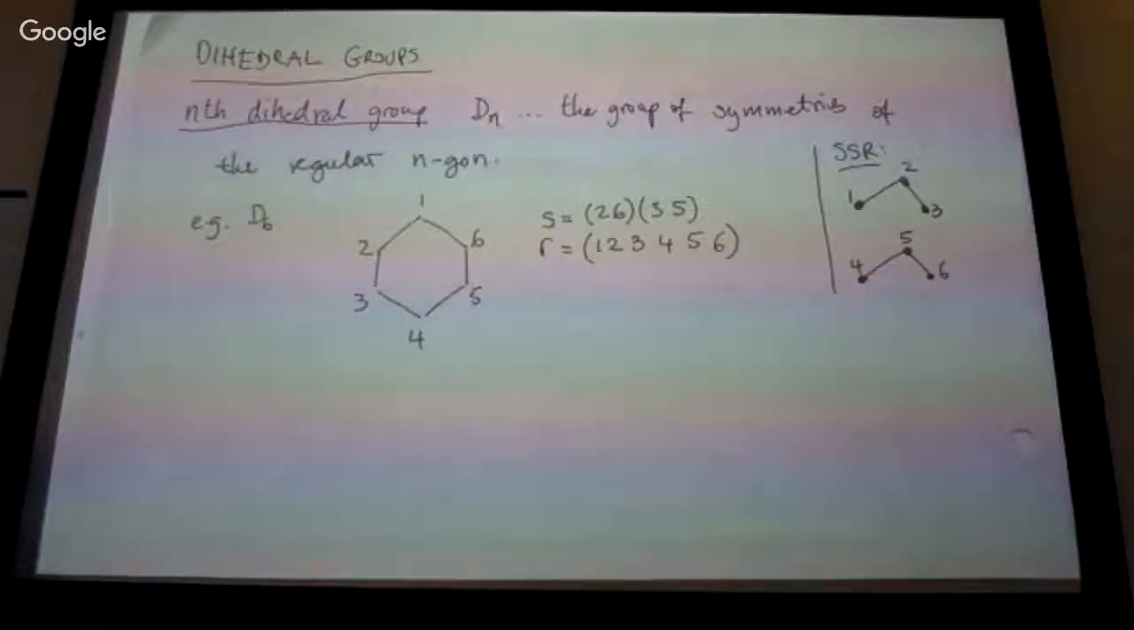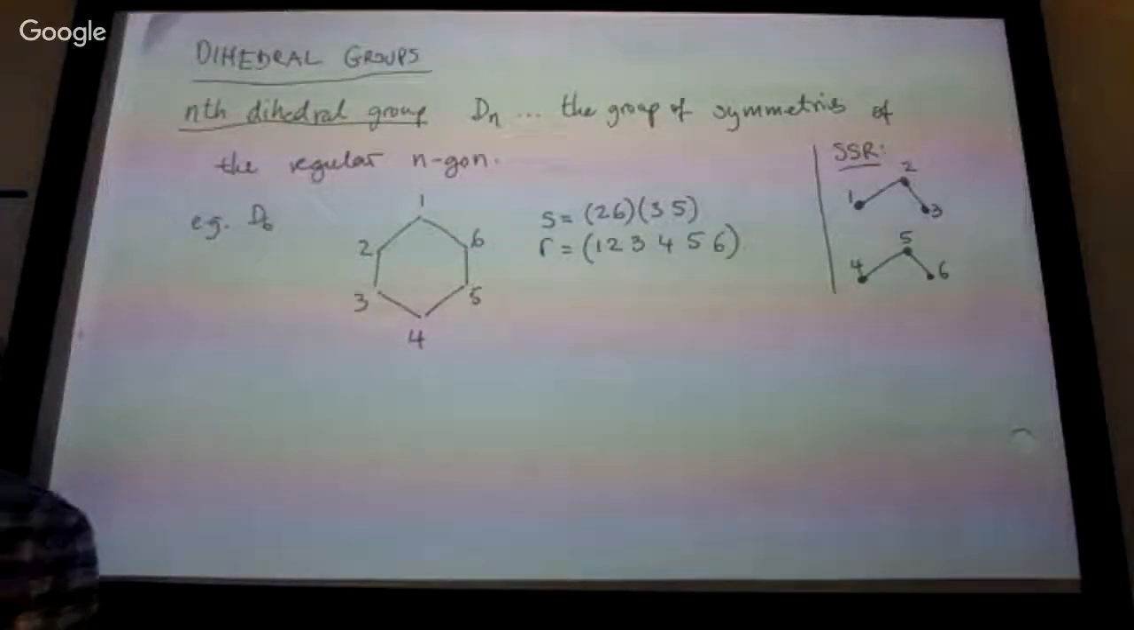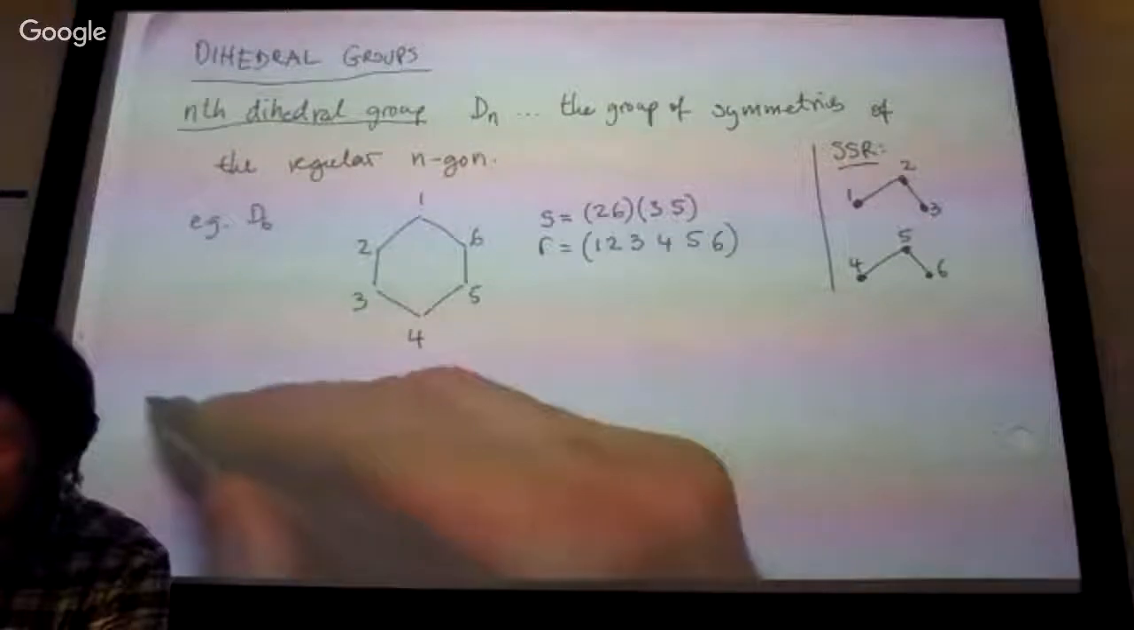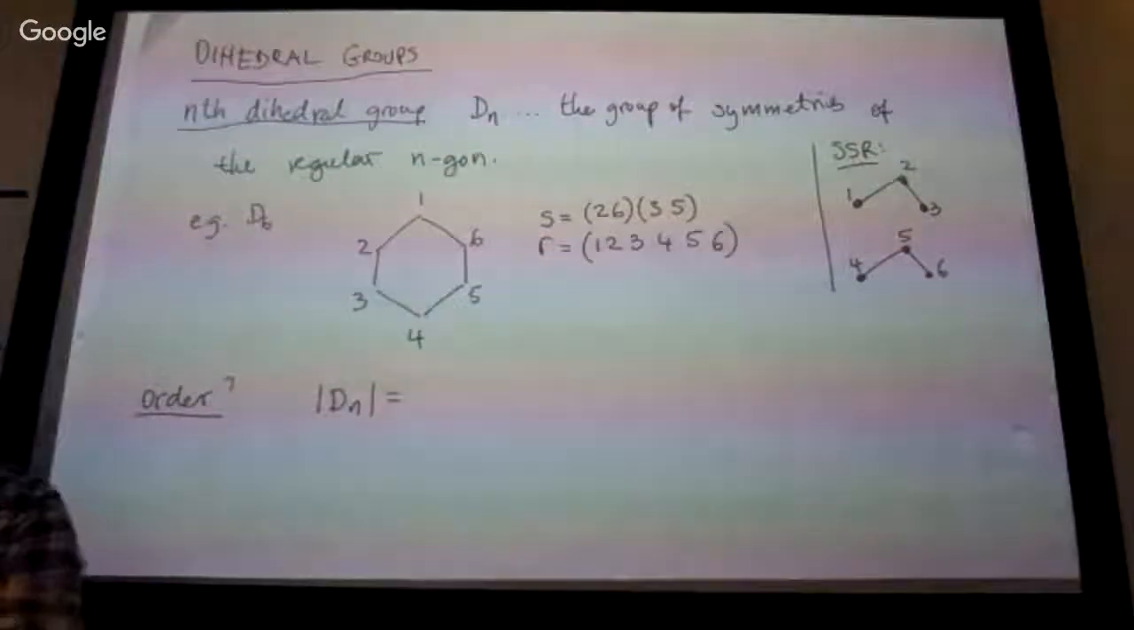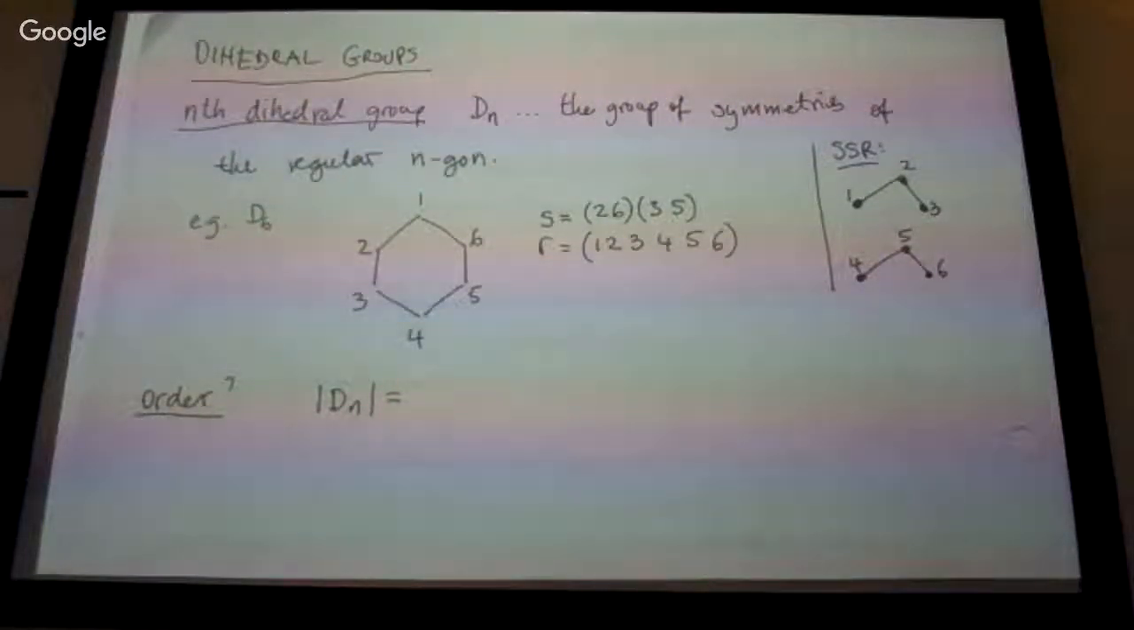And then, of course, you get all various other symmetries. How many are there in all? So, order. It's either 6 or 12.